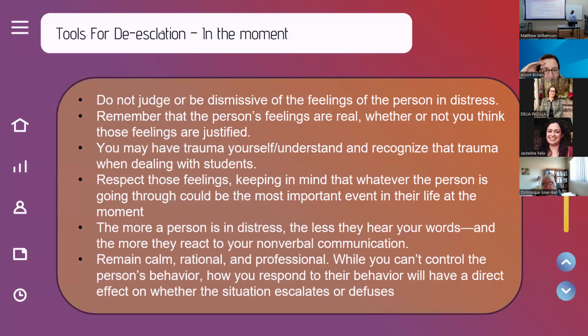So listen to the words, right? The tone is important, but also listen to the words, right? Because sometimes people are escalated and elevated, but it's not necessarily attacking you, the individual, or the department. They're just frustrated, right? And so there's a difference between the two.